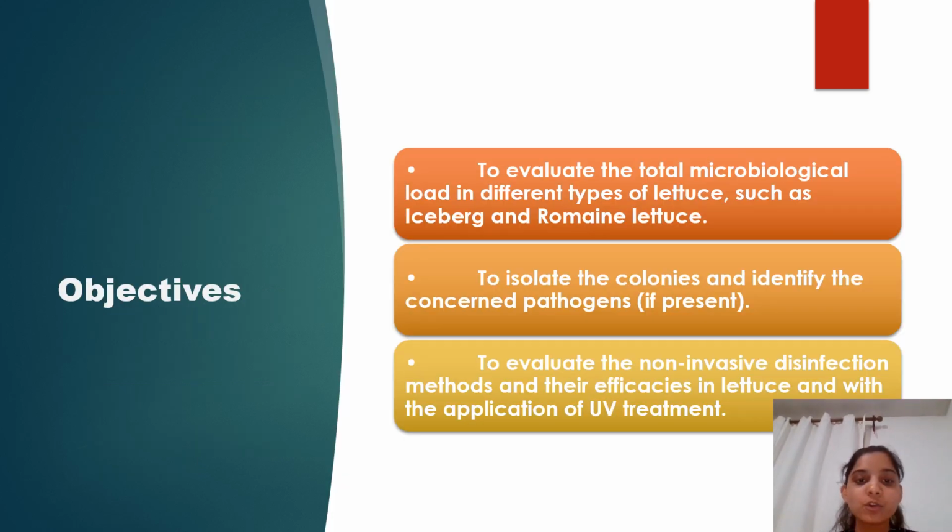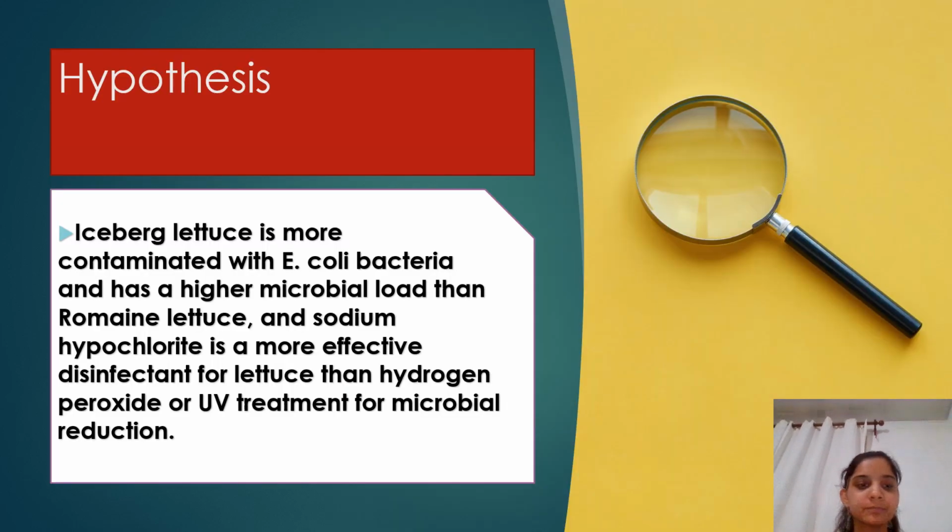The objectives of this experiment are to evaluate the total microbial load in different types of lettuce such as iceberg and romaine lettuce, to isolate the colonies and identify the concerned pathogens if present, and to evaluate the non-invasive disinfection methods and their efficacy on lettuce with the application of UV treatment.